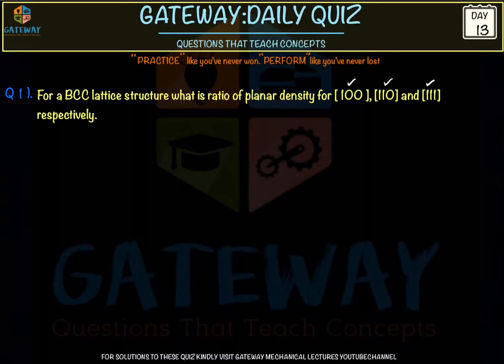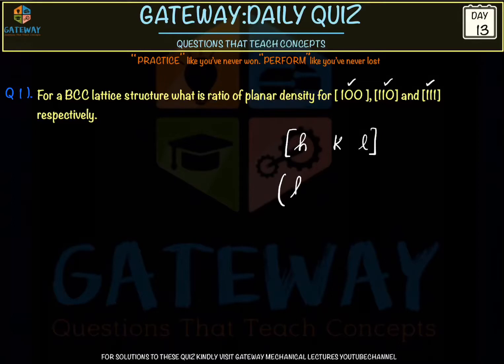See these 1, 0, 0, 1, 1, 0 and 1, 1, 1. The numbers we are indicating are called the Miller indices, and they are generally given by h, k and l. For a plane it is given in a round bracket, and for a Miller direction we will use a square bracket. This is the representation of the planes.